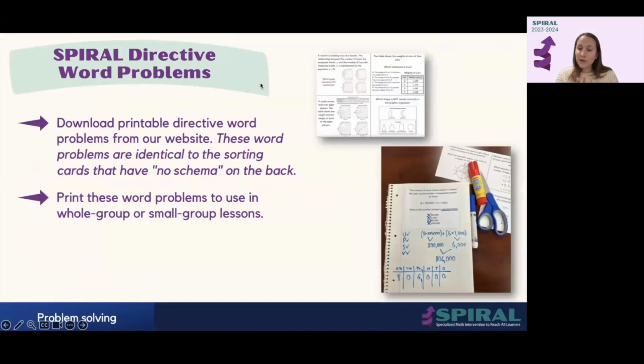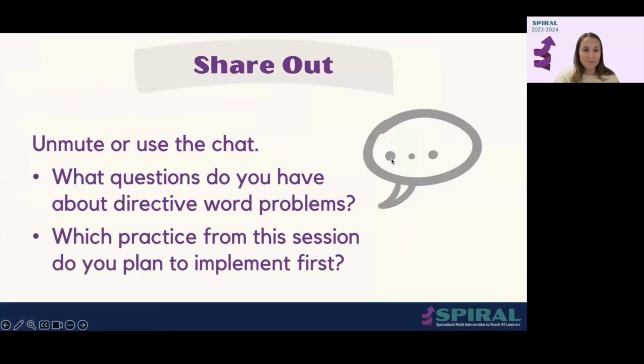But we've also taken all of those directive word problem cards and removed the backs from them, and they're in a printable format, a PDF on the website. What you could do is download those printable directive word problems, which are identical to the sorting cards. Students can cut them apart and potentially glue them into math notebooks, and you can use them as a resource to have students solve directive word problems in whole group or especially small group lessons. We hope that we will see you using them.